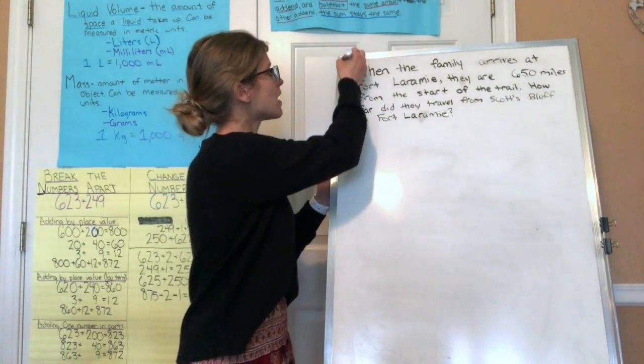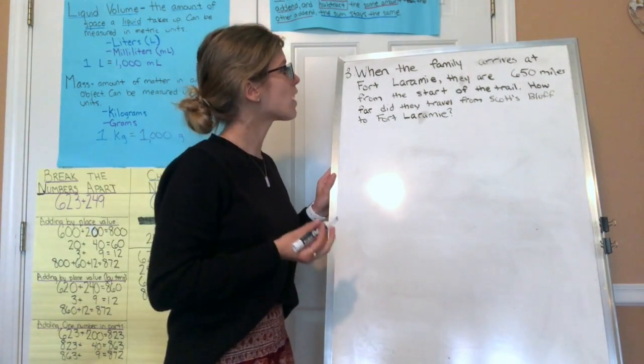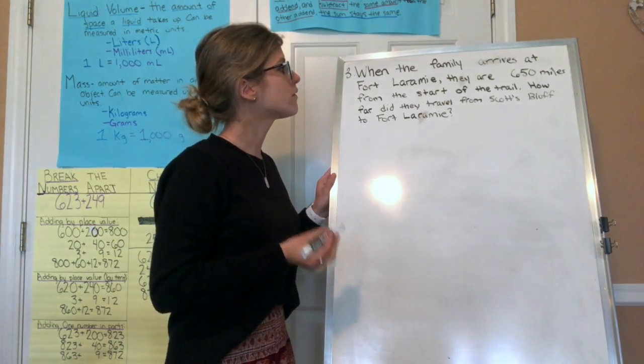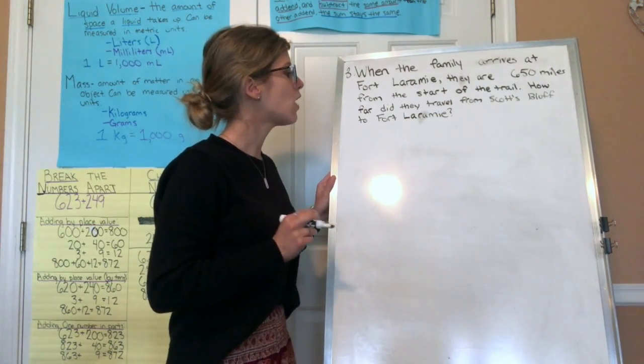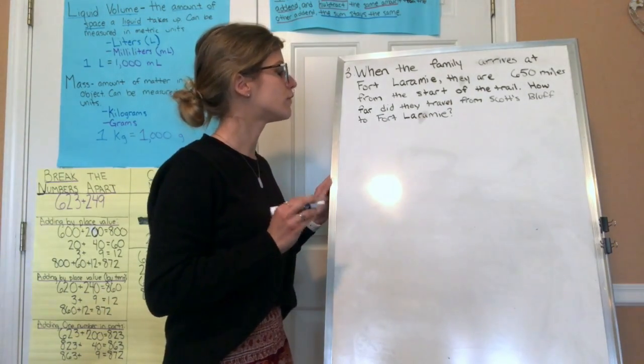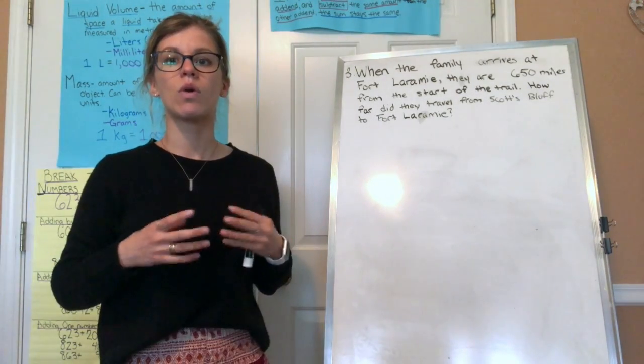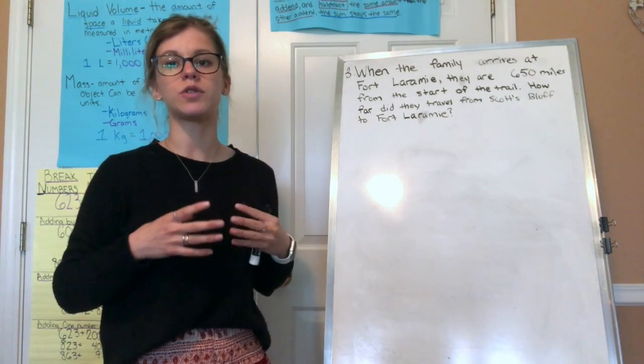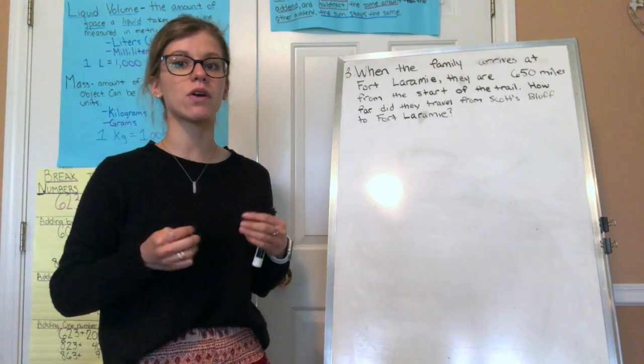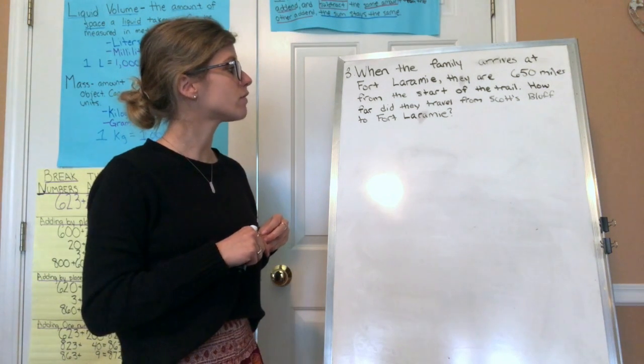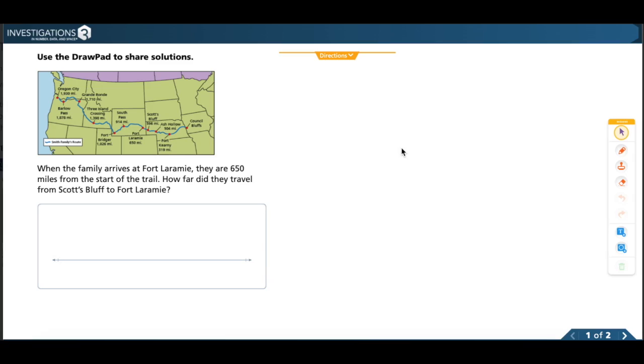For number 3, it said, when the family arrives at Fort Laramie, they are 650 miles from the start of the trail. How far did they travel from Scotts Bluff to Fort Laramie? I'm going to pull up the map that you were able to use for these problems so we can figure out how far they traveled from Scotts Bluff to Fort Laramie. So we need to figure out the distance between Scotts Bluff to Fort Laramie.